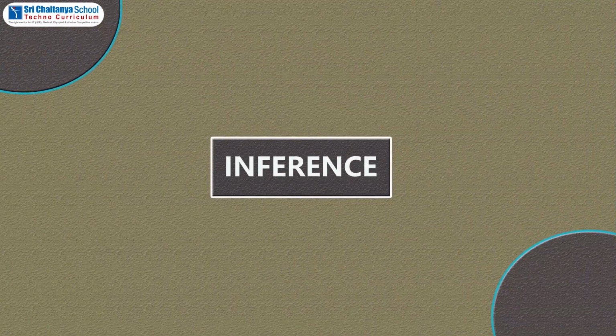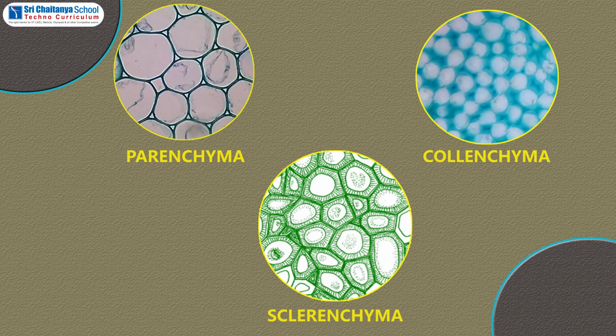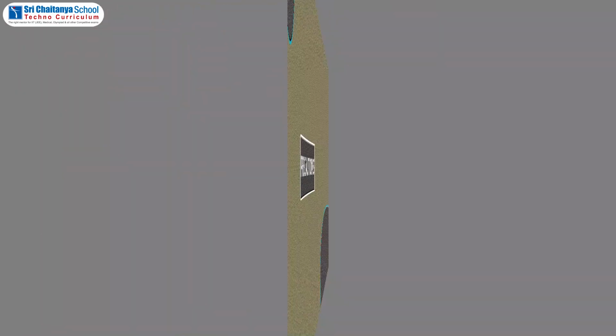By observing these parenchyma, collenchyma and sclerenchyma, what do we conclude? Parenchyma cells are thin-walled and they may be oval or spherical in shape. The cell wall of collenchyma is filled with cellulose, pectin and hemicellulose. Sclerenchyma cells are thick-walled dead cells which do not have cytoplasm.